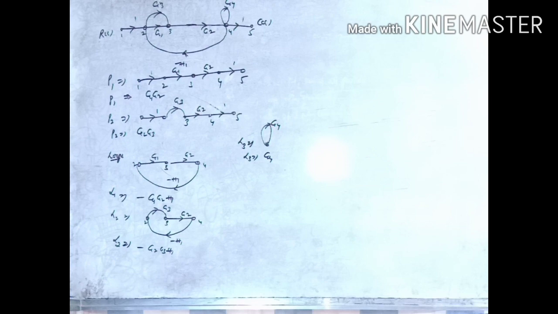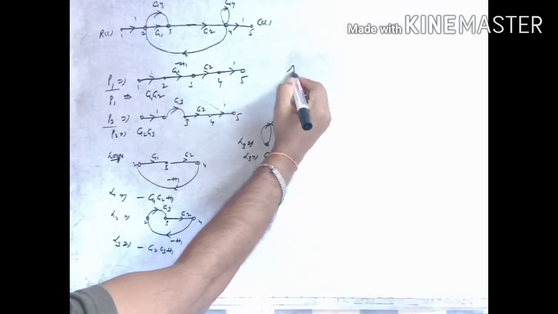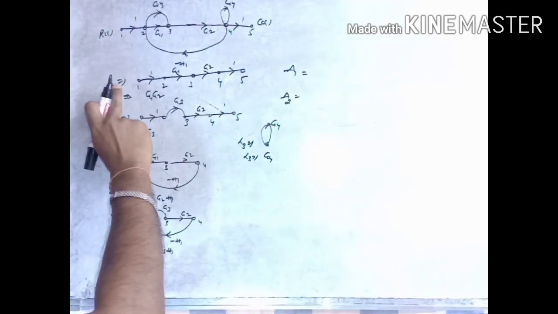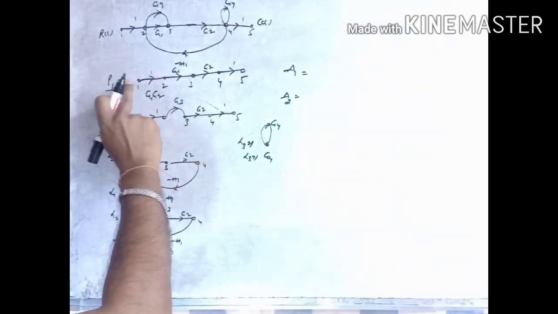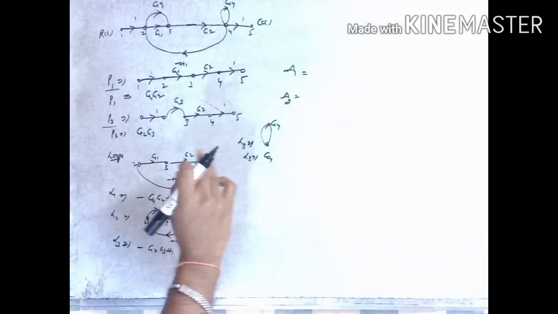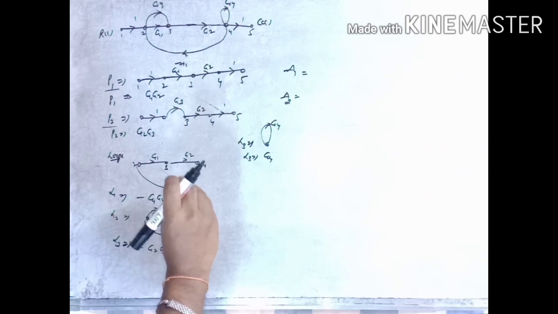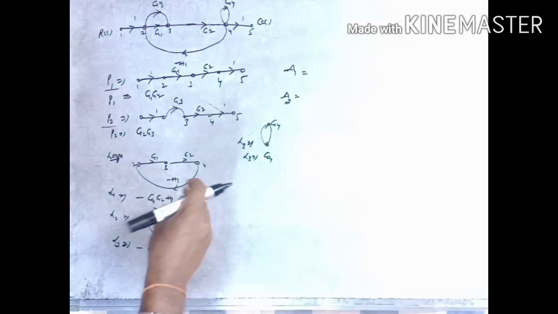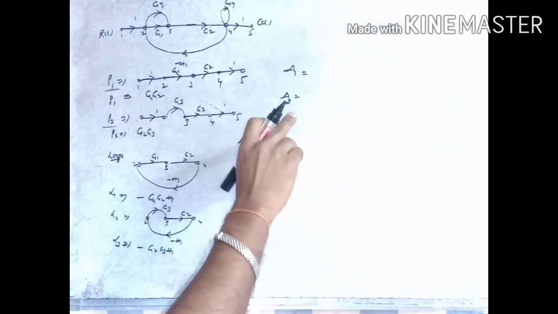Next, we have to check for delta 1, delta 2, delta 2 only. Why? Because there are only 2 forward paths. So depending upon the number of forward paths, we will calculate the number of deltas. For delta 1, that means the first forward path is compared with all the individual loops. If any node is touching, then we will replace it as 1 for the delta value. If no node is touching in the loop, that gain product we will write as 1 minus the gain product.